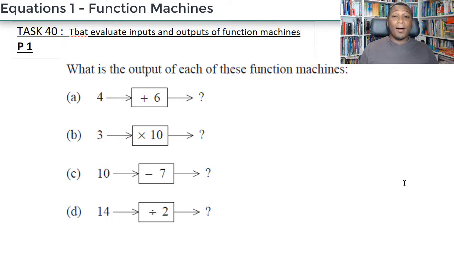Right, you should have paused, everything sorted out now. You've got your green pen out to do your marking. You're ready for this. You start off with 4. 4 is your input. You add 6, that will give you 10.